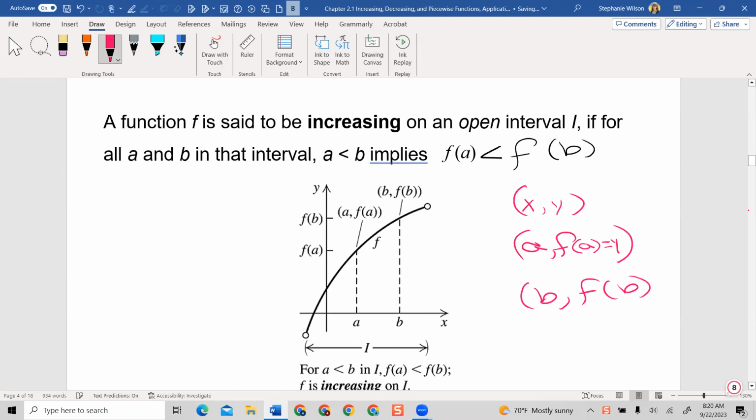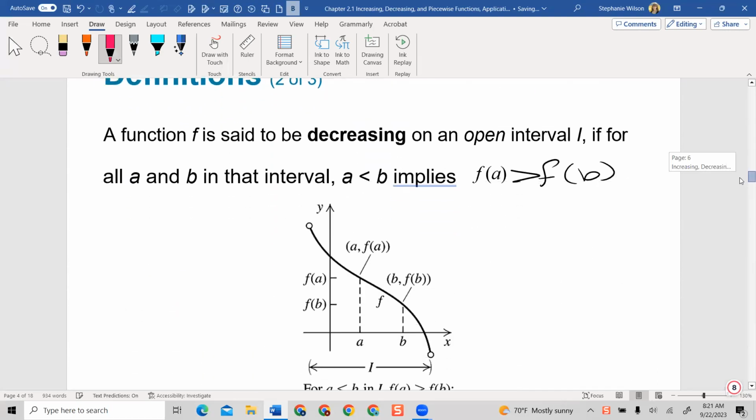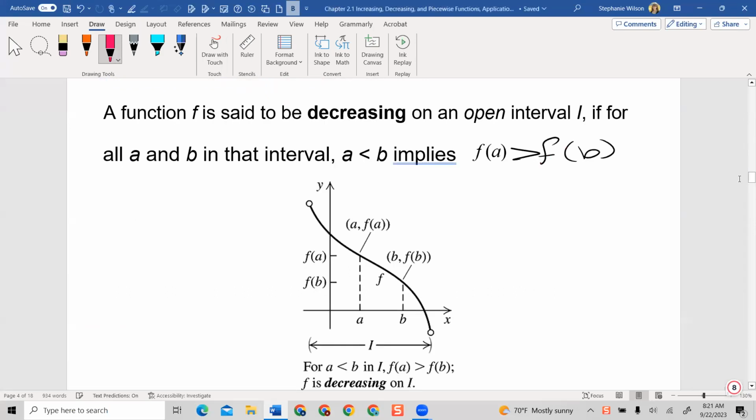Okay, it says that if a is less than b, so we've got our a and b right here, the x values, implies that f of a is less than f of b. We get an increasing function. However, in this next illustration, a is still less than b, but f of a is greater than f of b, so we're going to have a decreasing function.